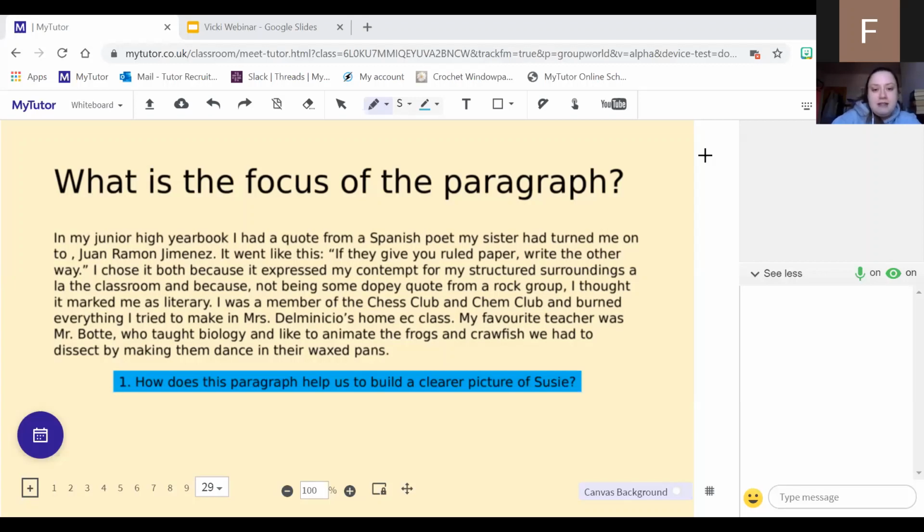So how does this paragraph help us build a clearer picture of Susie, first of all, and what is the focus of the paragraph? Give you a couple of minutes to have a think about that.